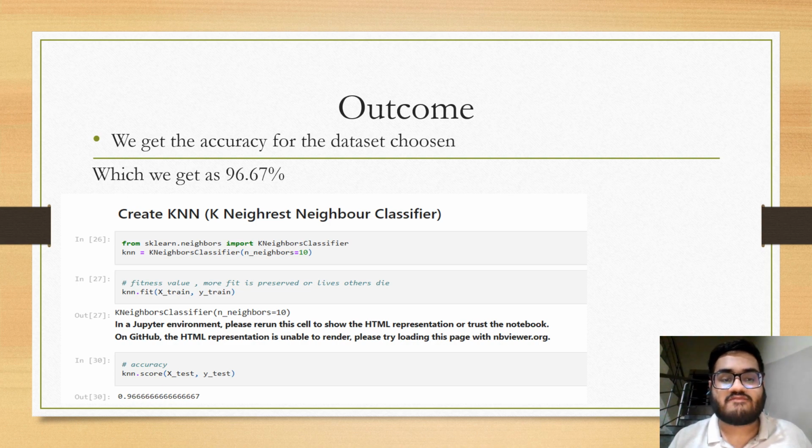Here we use the fitness value, that is, the fitter one is preserved or lives, others die, that is, survival of the fittest. The nodes which have the highest fitness value, or the least Euclidean distance from the chosen new node in either category A or category B, the one with the least distance will be chosen and the others will be rejected. So this is the basis of our fitness value.